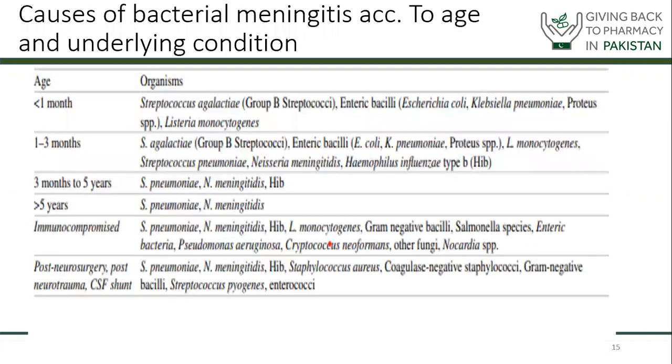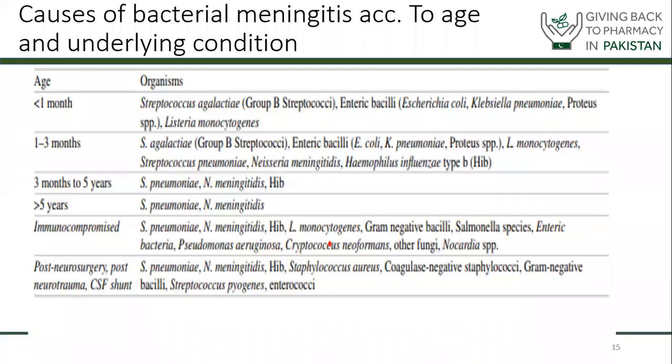This is a chart showing the causative agents that cause bacterial meningitis according to age. In the patient less than 1 month, Streptococcus agalactiae, Strep B, group B streptococci is most common, as with sepsis and meningitis it is the same. E. coli, Klebsiella, Proteus, Listeria monocytogenes. These are more or less the same as those of sepsis.